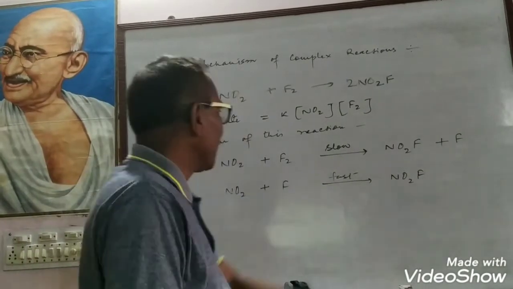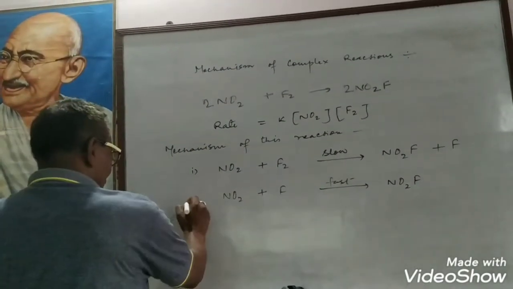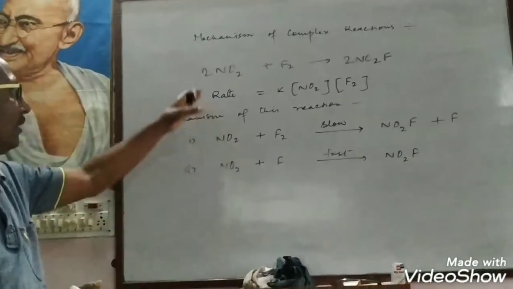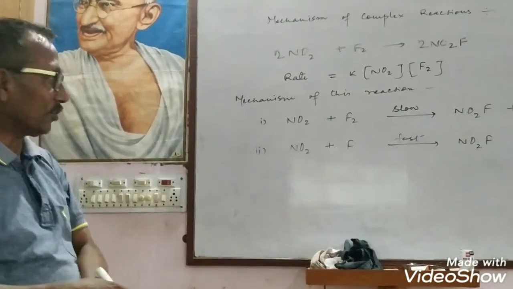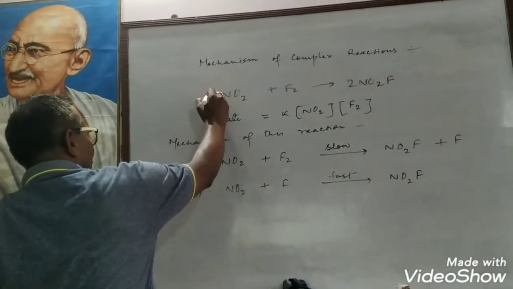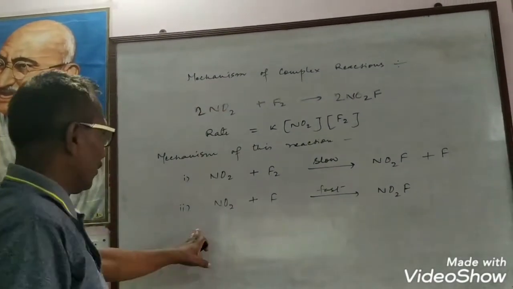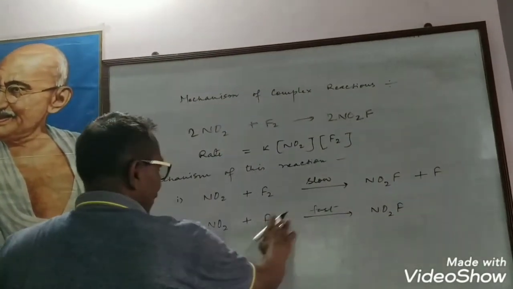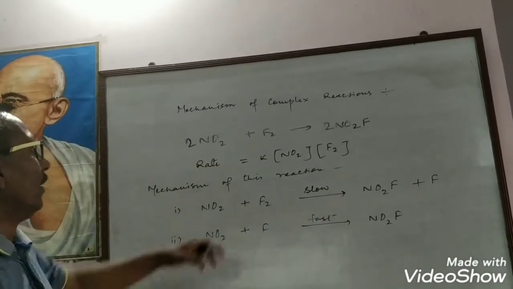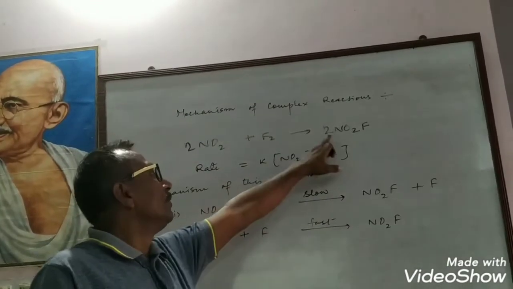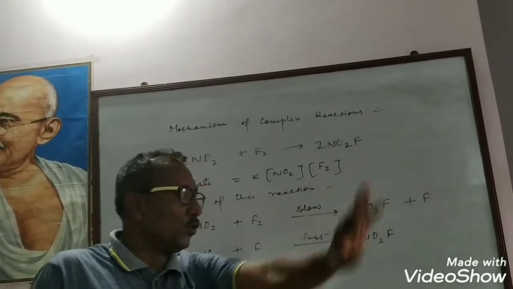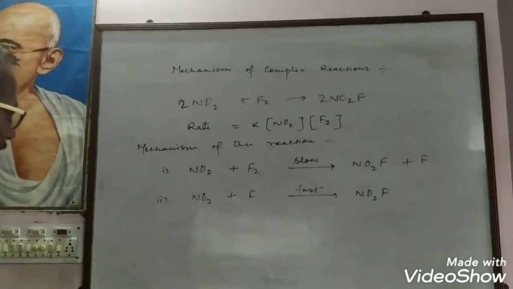So this is first step of the reaction, and at the same time this is mechanism of the given complex reaction. If we add them up, we will be getting the required reaction that is given in the question. If we add them up, then this F and this F cancelled out. We will be getting 2 mole of NO2 plus 1 mole F2, and in the product we will be getting 2 moles of NO2F. Very easily you can do it.